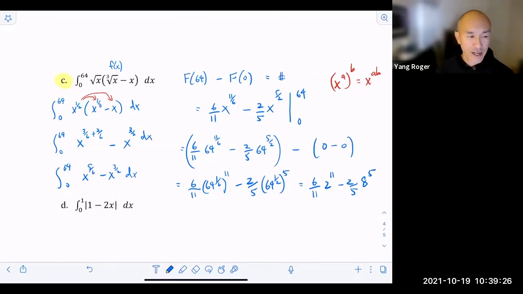And if you actually wanted a number, you would pop those guys into your calculator. But I just kind of wanted to talk about how we could split this 11/6 up into the 6th root raised to the 11th power and so forth. So we'll just leave our answer like this. Are there any questions about this? All right.